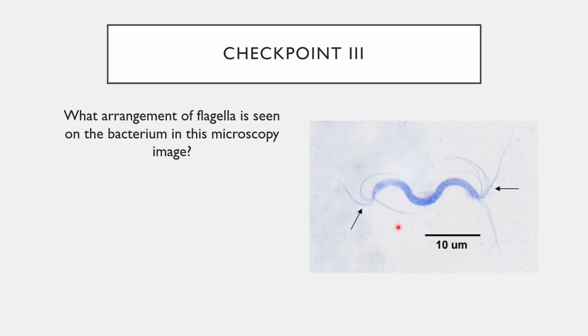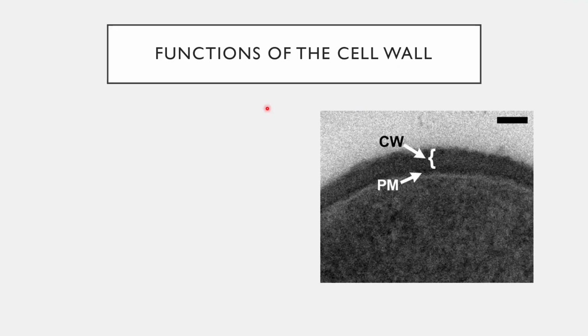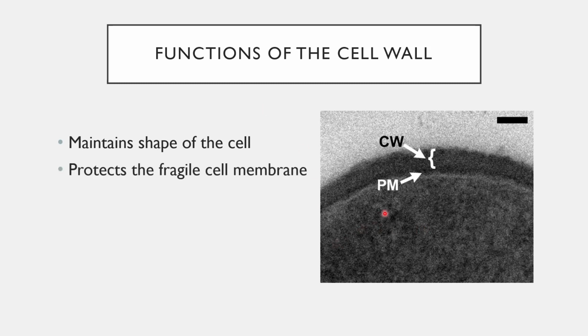So now we're going to proceed even further down through the layers, and we're going to take a look at the cell wall. The cell wall is a rigid layer of material located beneath the glycocalyx when a glycocalyx is present, and on top of the cell's plasma membrane. Bacterial cell walls play a critical function in their ability to survive. They maintain the shape of the cell. They protect the very fragile cell membrane that lies underneath.